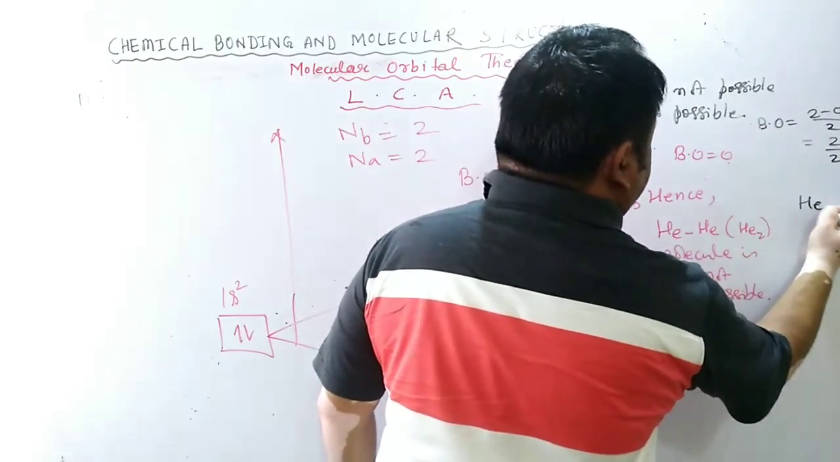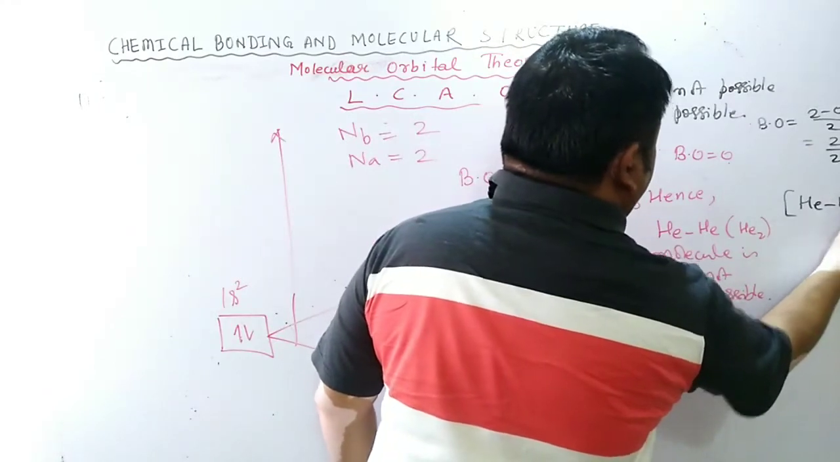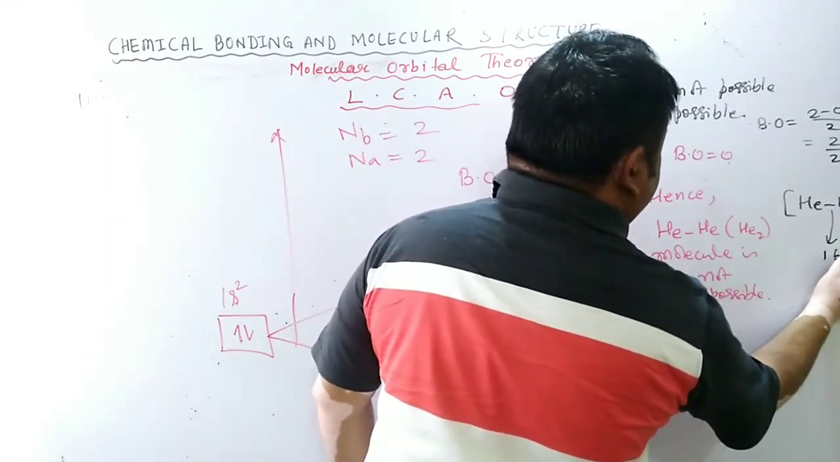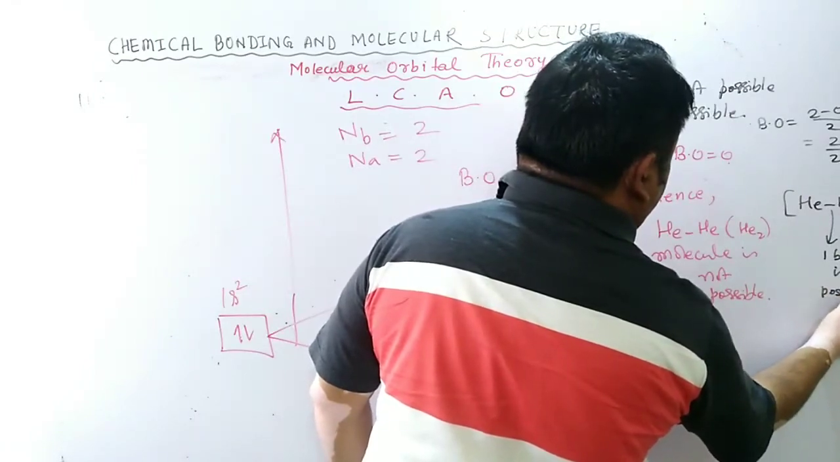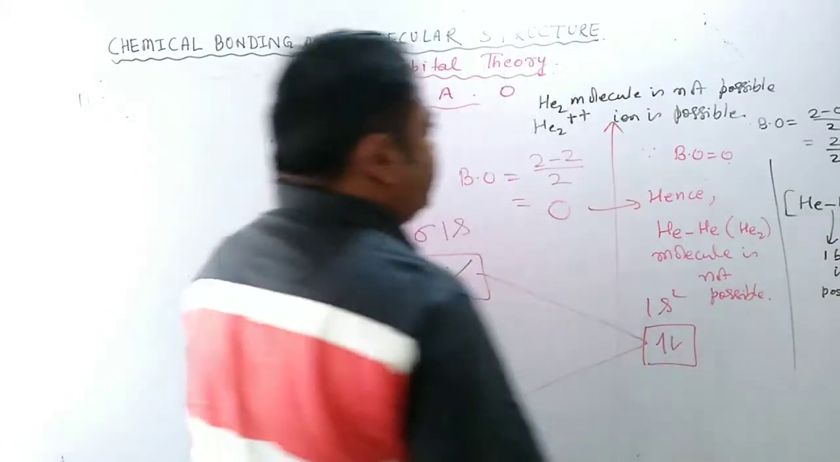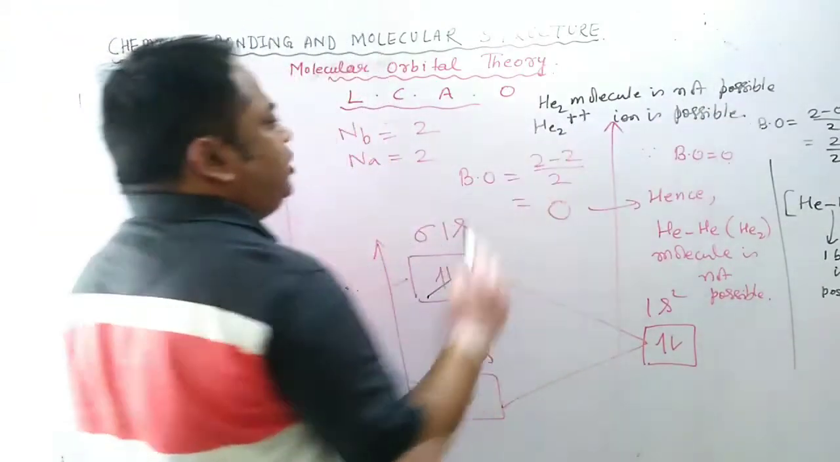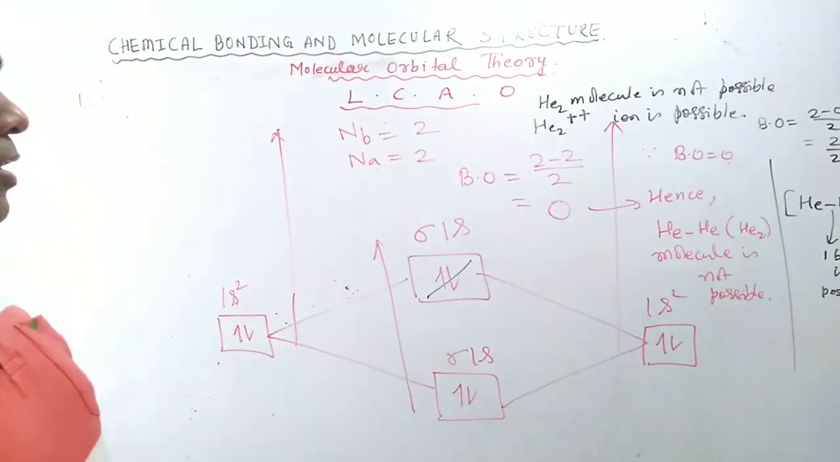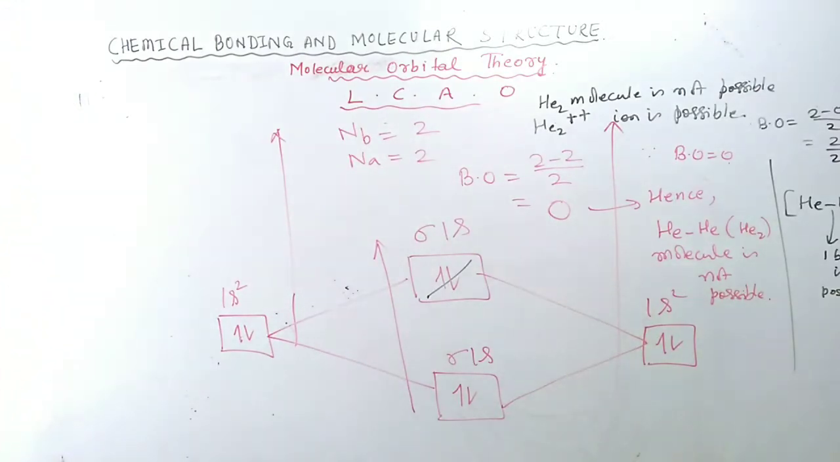So in the He2 plus molecule, one bond is possible. So reasoning based questions are asked that the He2 molecule is not possible, but the He2 plus ion is possible. Why? This is the reason. Okay, so this was the discussion about molecular orbital theory.